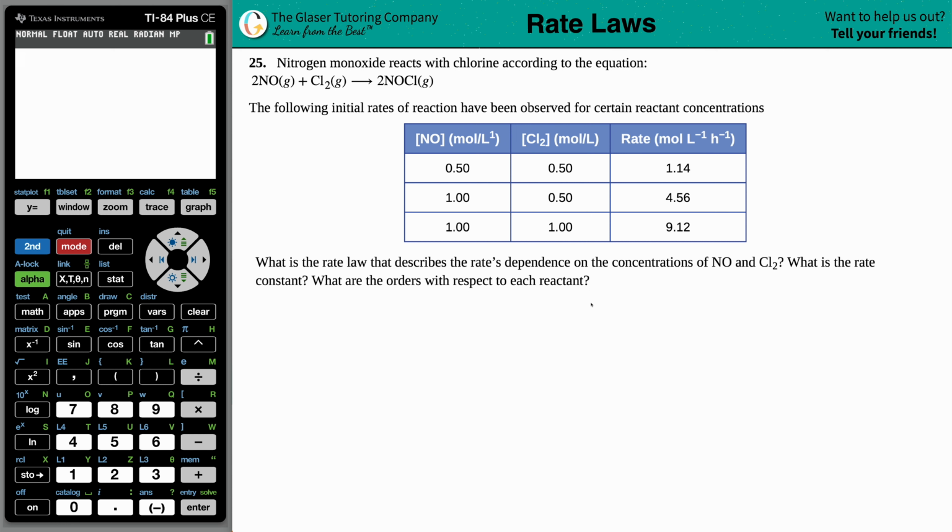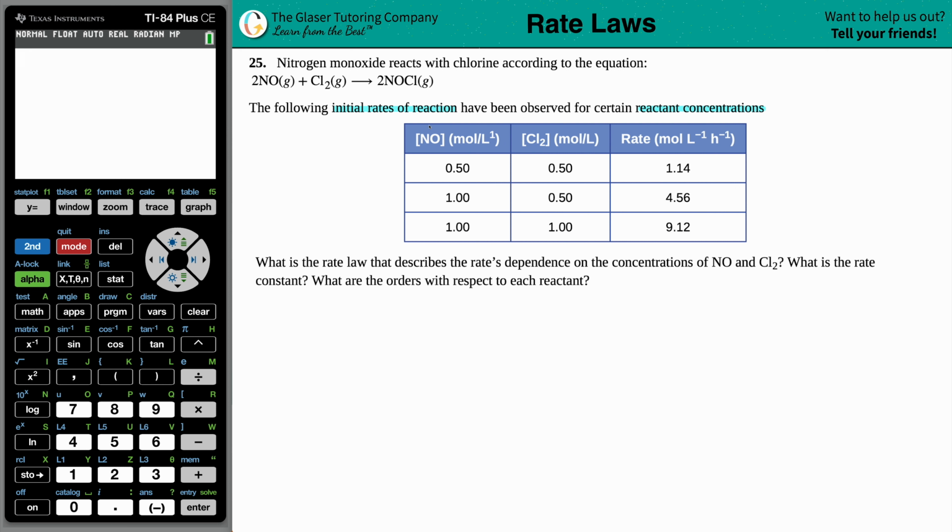Number 25. Nitrogen monoxide reacts with chlorine according to this equation. So we have 2 NO gas plus Cl2 gas yields 2 NOCl gas. The following initial rates of reaction have been observed for certain reactant concentrations. And then they gave us this beautiful table here.